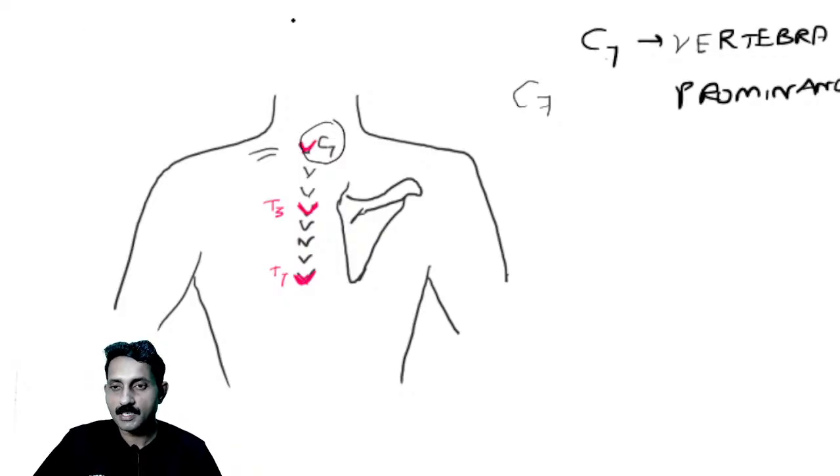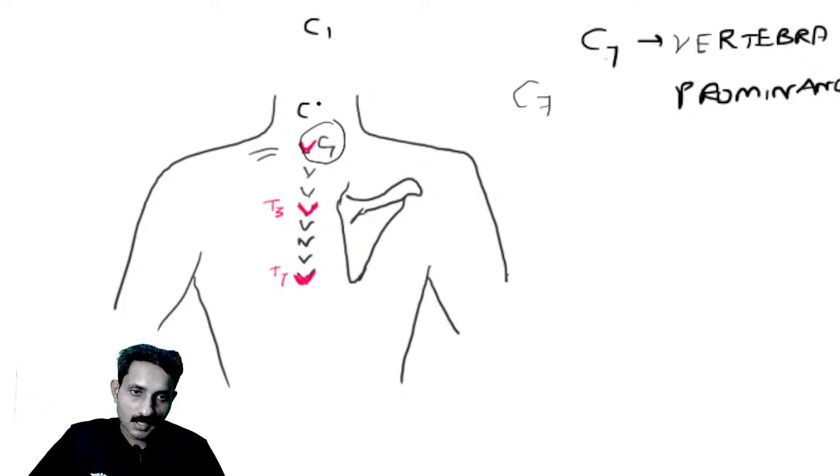How many vertebrae are there in the cervical region? We have 7 cervical vertebrae, though 8 nerves. Can we palpate C1 to C6? We cannot. We can palpate only C7. The first vertebra whose spinous process is palpable is the C7 vertebra, called vertebra prominens. When we go down, as I told you, there is no C8. We have T1, T2 and T3.